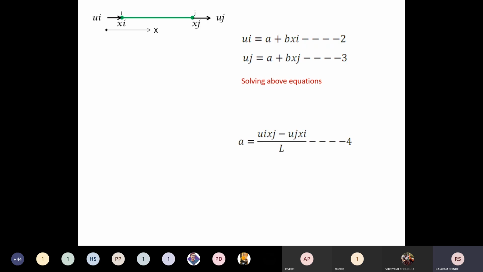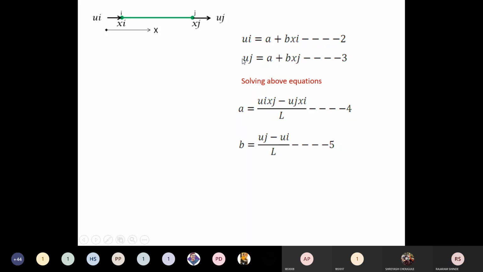Now when we solve these equations, I will get a equal to ui xj minus uj xi. First I will solve for b. If I subtract the third equation from the second equation, what will I get? I will get b into xi minus xj is equal to ui minus uj. I will change the sign on both sides because I am assuming xj is bigger. So I will get b into xj minus xi is equal to uj minus ui. Do you agree with this?